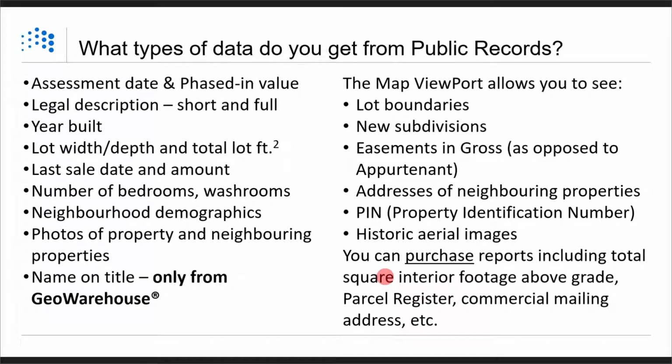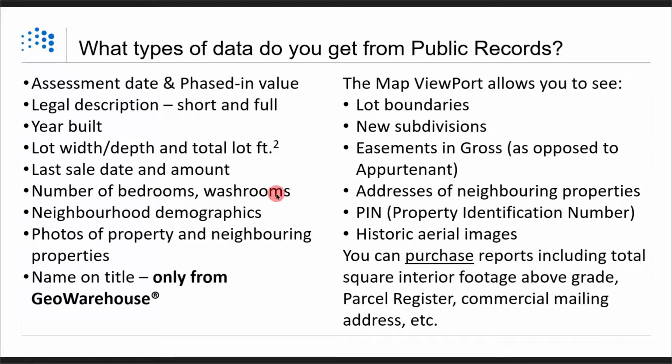So what types of data do you get from public records, from Property Line? All of this. You get the assessment date and phased-in value of the property. You get the legal description. There are 2 of them: a short version and then the full legal description. You'll also see the year built, lot width and lot depth, and the total lot square footage. Now that's the property's square footage, not the interior of the house square footage. So this is land. You'll also see the last sale date and amount, but only the last sale date and amount, not the history of the sales.